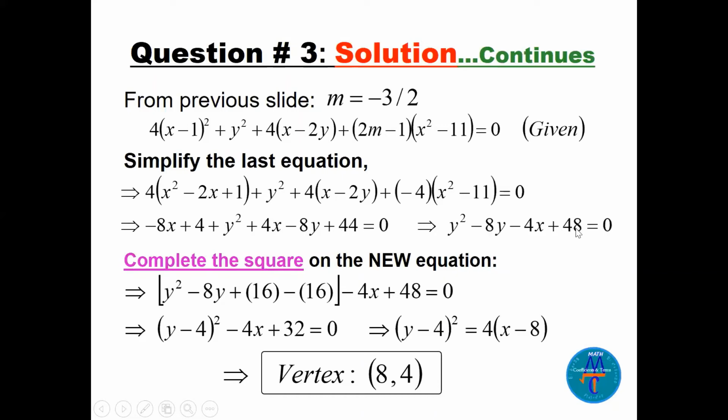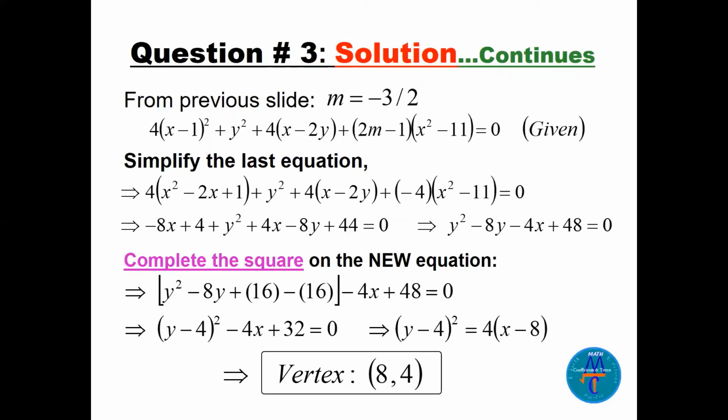Simplify the whole equation. Now complete the square on the new equation. Here, this is the new equation. Complete the square means find the standard form. So we complete the square, y squared minus 8. To complete the square, the coefficient of y squared should be 1. I think you know the story.